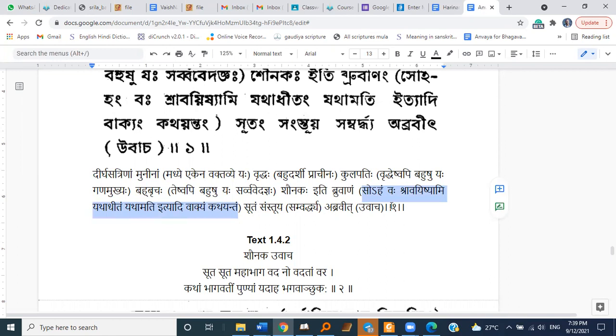that myself, Saha Aham, will narrate to you the pastimes or the answers to your questions according to yathadhitam yathamati, according to what I have studied and according to my intelligence. So Shaunak Rishi spoke as follows, spoke to Suta Goswami as follows, which is the next verse. Okay, clear?